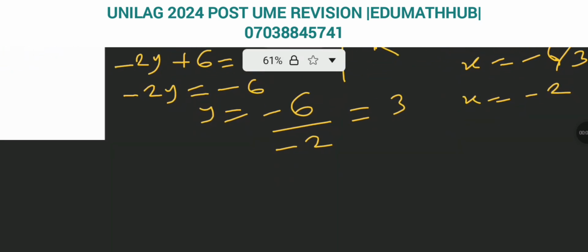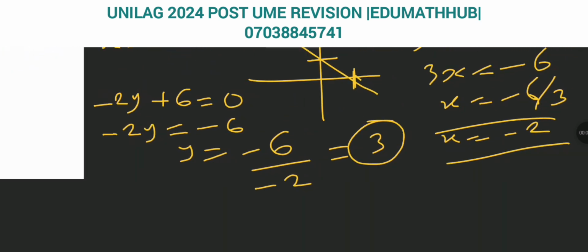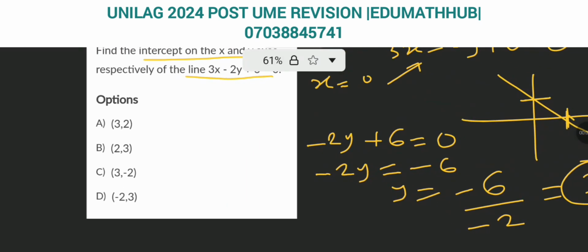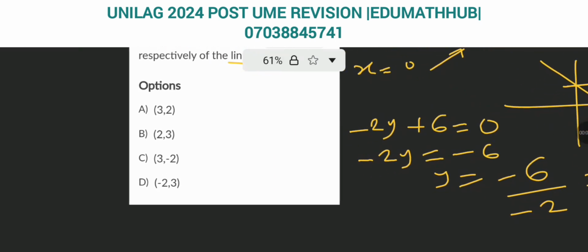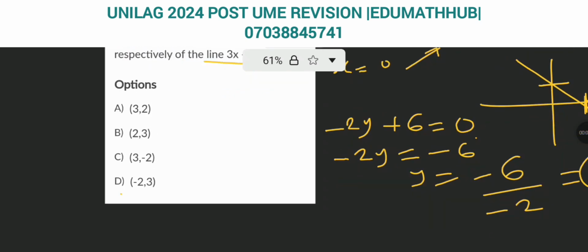So you need to get the options out now. Go to your options and look for the value. X is minus 2 and y is 3. So you need the one for x first and y second. So that's the answer right there, minus 2, 3. Taking note of the fact that it's not 3, minus 2, because the one for x should come first. So minus 2, 3 is the right answer.